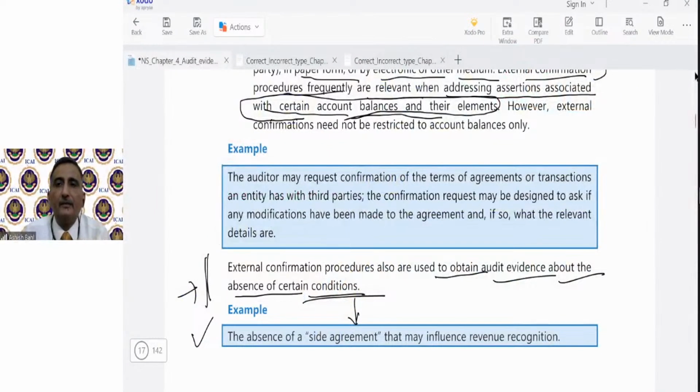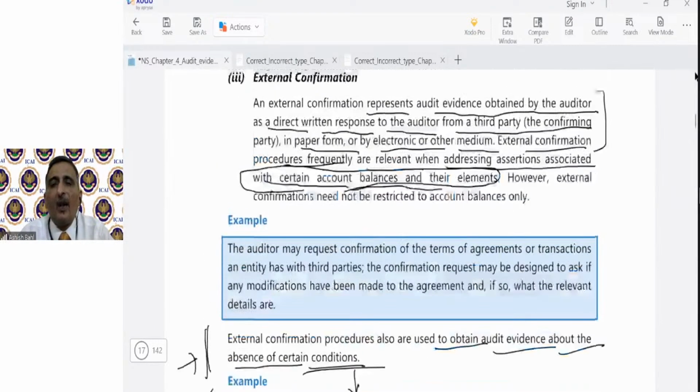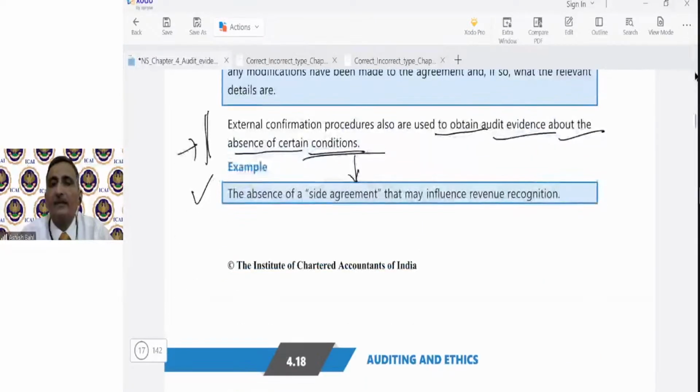Yes, welcome back, guys. I hope you have understood the meaning and distinction of all the procedures. So, 7 types of procedures we have done. I am again taking the names of the procedures: inspection, observation, external confirmation, recalculation, reperformance, and inquiry and analytical procedures. Okay, so probably all 7 names I have taken.